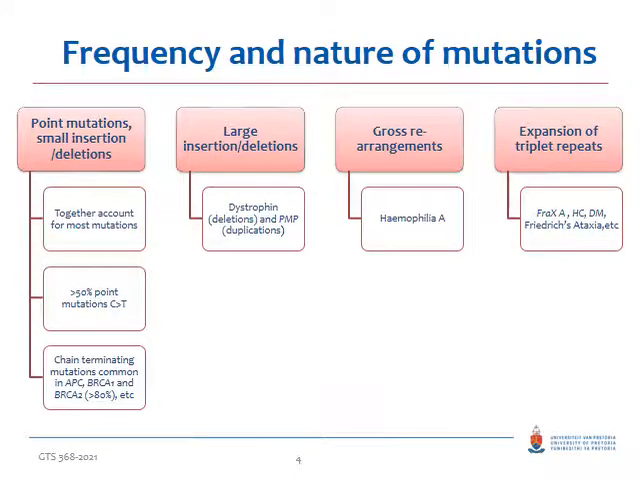gene mutations. Deletions in dystrophin and Duchenne muscular dystrophy and duplications in PMP22, as seen in Charcot-Marie-Tooth 1A, encompass large insertions and deletions. In the case of hemophilia A, the cause is usually gross rearrangements, and the common trinucleotide expansions include Fragile X syndrome, Huntington's chorea, myotonic dystrophy, and Friedreich ataxia.